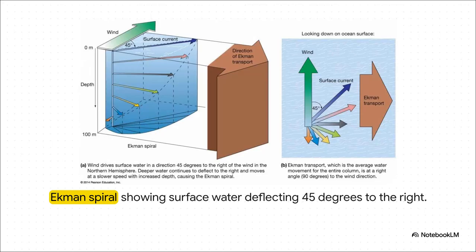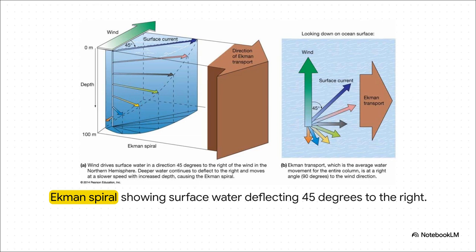So how exactly does the wind fire up that first engine? Well, when wind blows over the open ocean, it doesn't just push the water straight ahead. Because our Earth is spinning, we get the Coriolis effect. This actually deflects that very top layer of water at a 45-degree angle to the wind, specifically to the right if you're in the northern hemisphere.